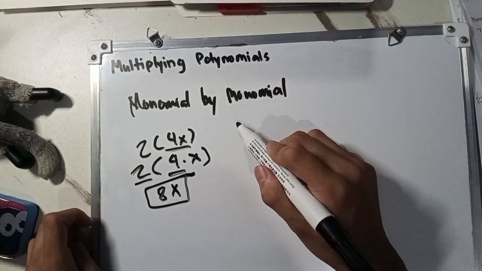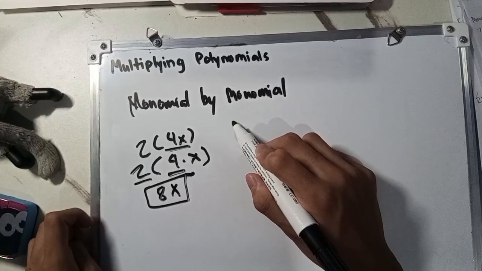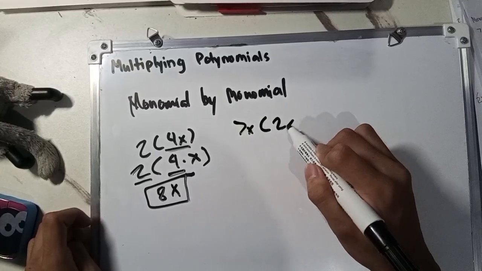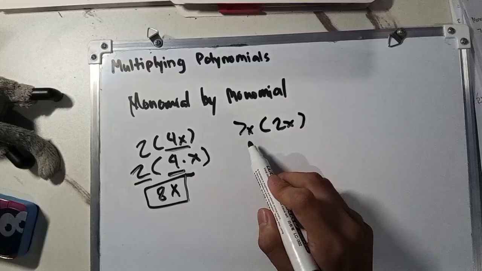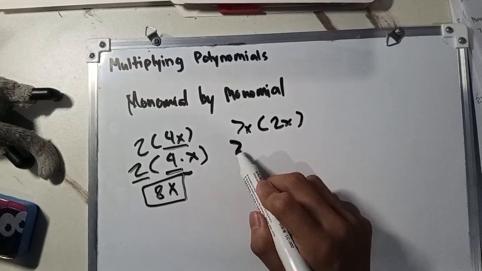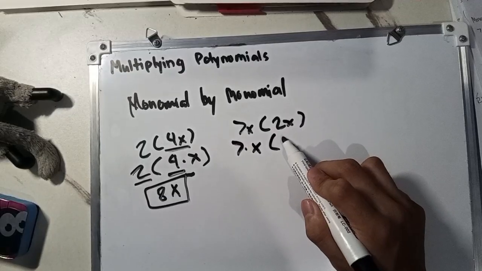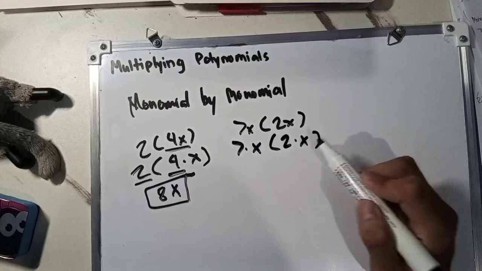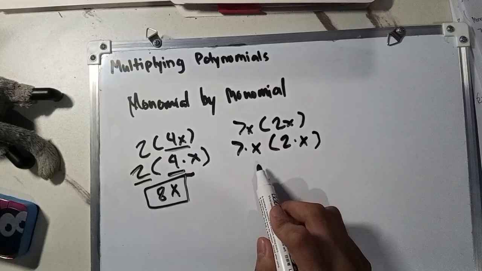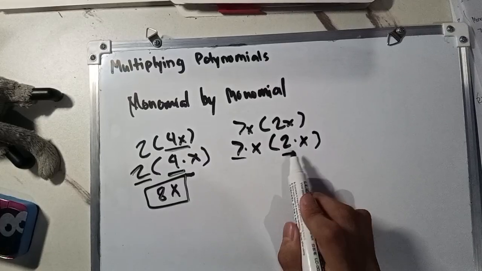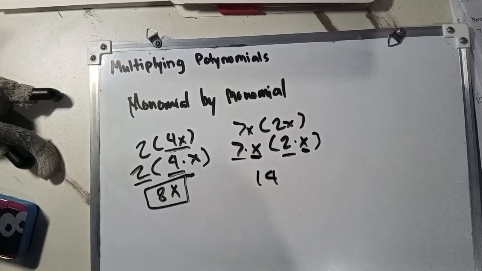Let's say we have both terms with a variable, 7x times 2x. Now again, 7x has 2 factors, 7 and x. Same as 2x, it has 2 and x. Multiply the common factors: we have 7 times 2, which is 14, and multiply x times x.